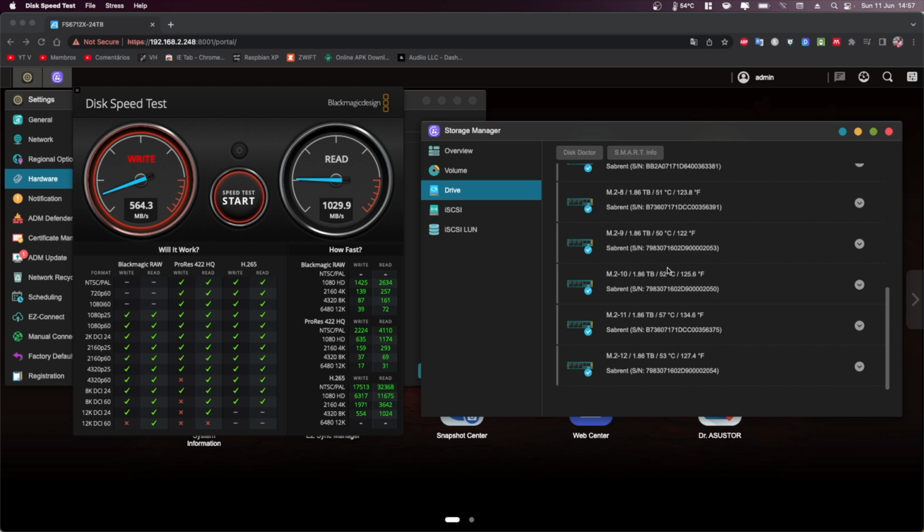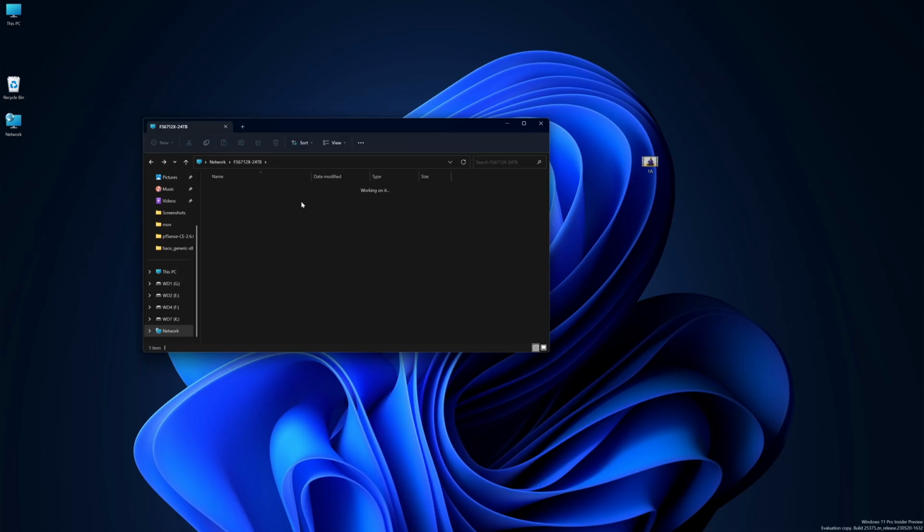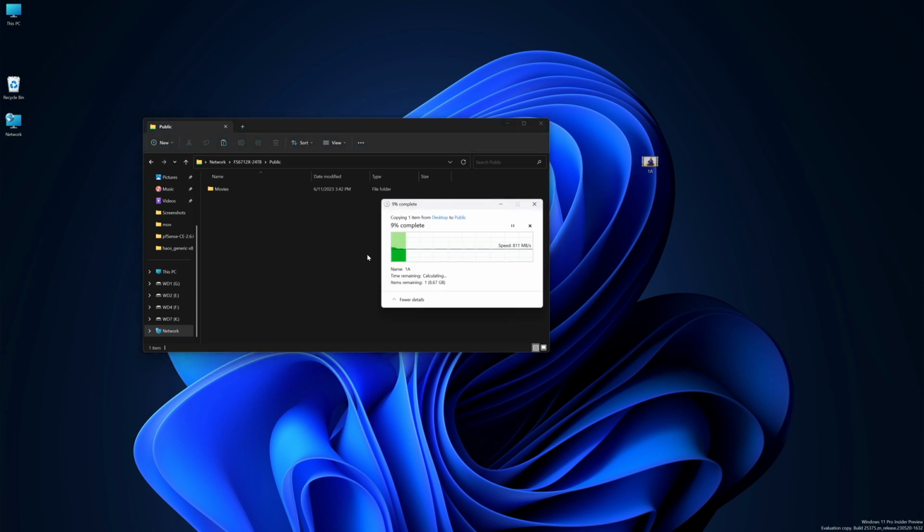So I also tried on a Windows machine and I was able to get 700 to 800 megabytes per second, so a higher average in writes, which makes me think that the limitation is not the NAS itself, it's on my connection. So expect to be able to reach the maximum, which is 1000 megabytes per second on reads and on writes.